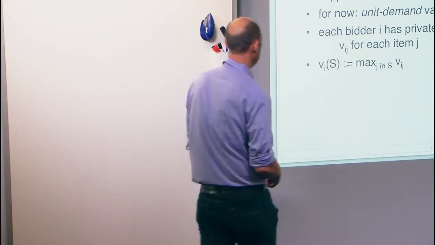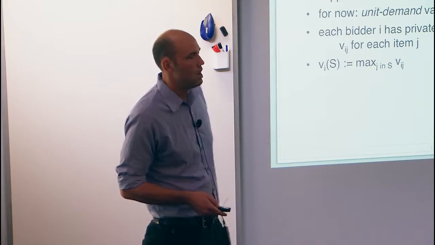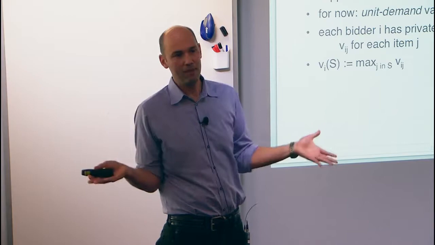Okay? So formally, your value for a bundle is just the maximum of your item values. So that's a unit demand valuation. Now, if you wanted, with unit demand valuations, you could just run the VCG mechanism, and it would be fine. It's just a bipartite matching problem.